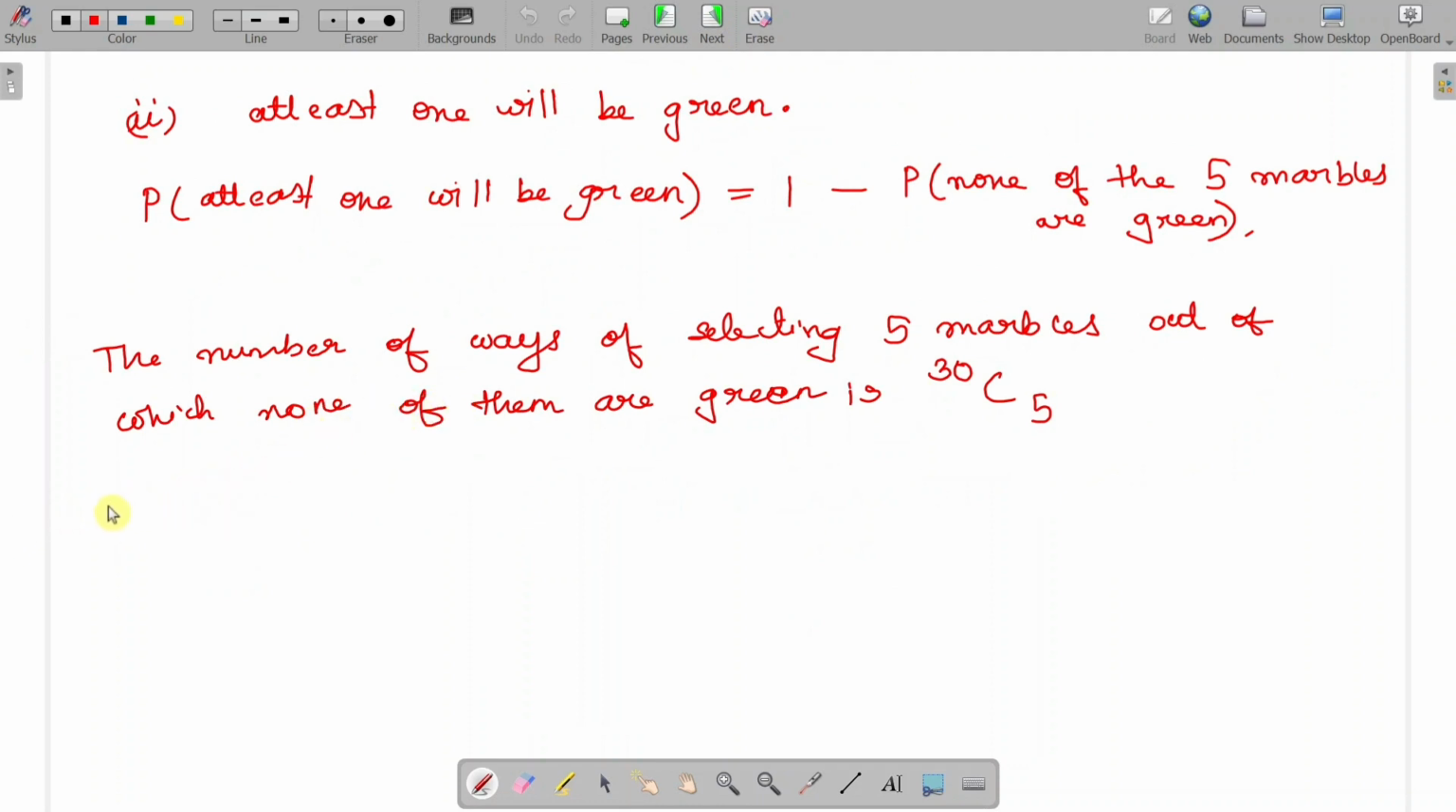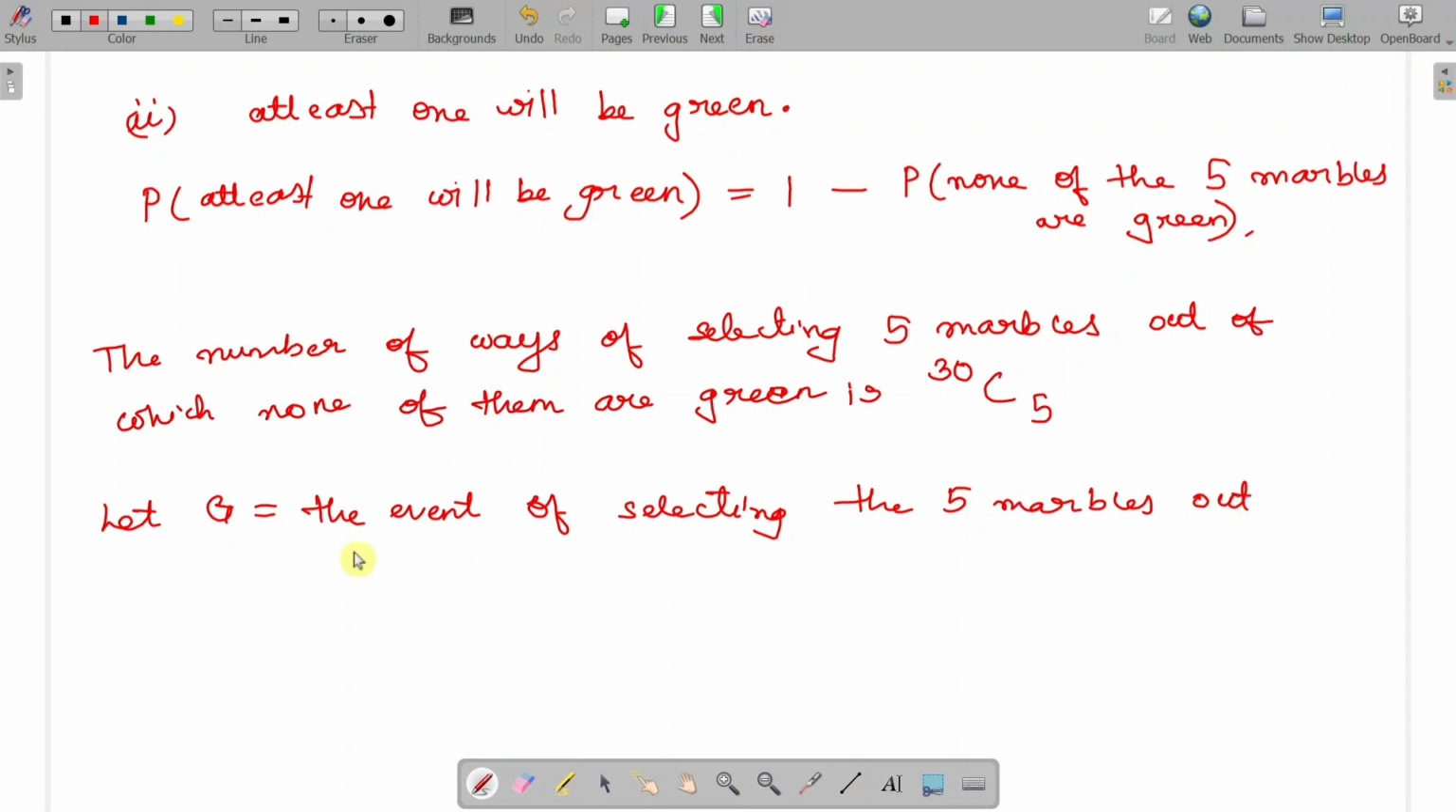Now let us take an event here. So let G be the event of selecting the 5 marbles out of which none of them are green.